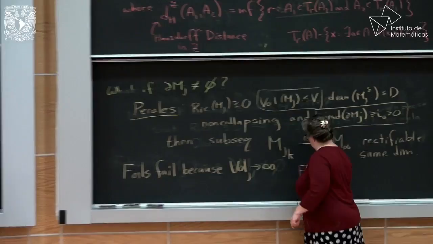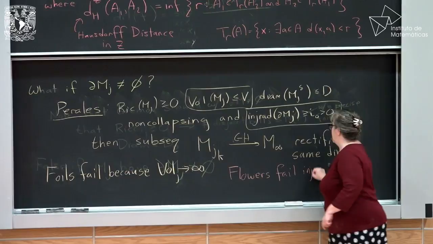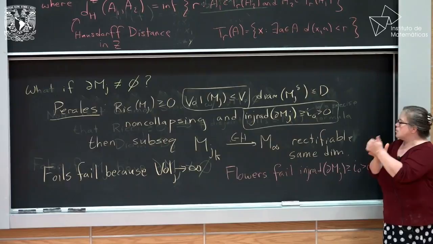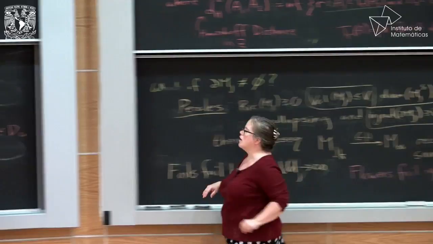fail the injectivity radius condition. She has many theorems with different conditions, but this is the easiest one to state, where she puts different conditions on the boundaries and things. But this one is the easiest, and it has these two very beautiful examples that she can do. So this is Raquel Perales' work. She's right there.